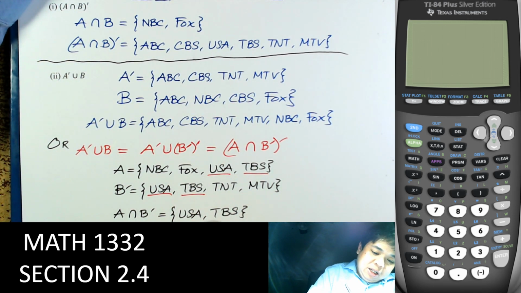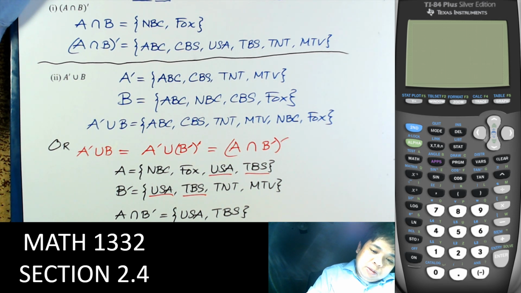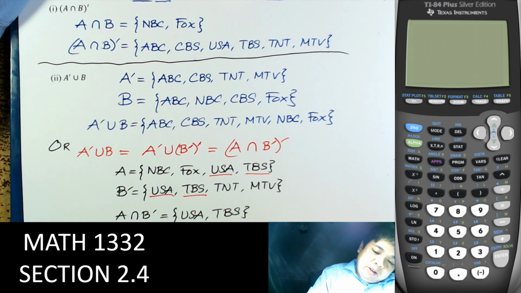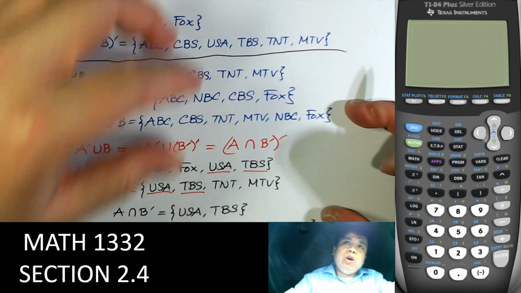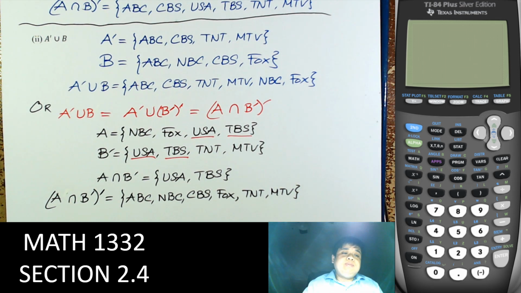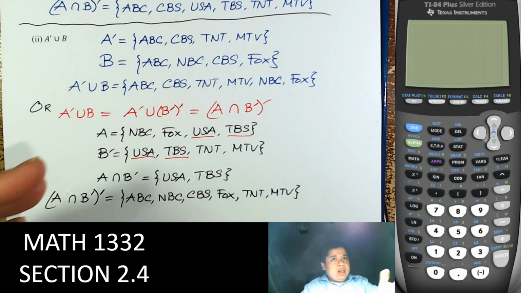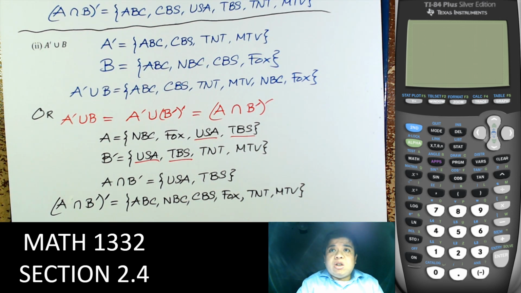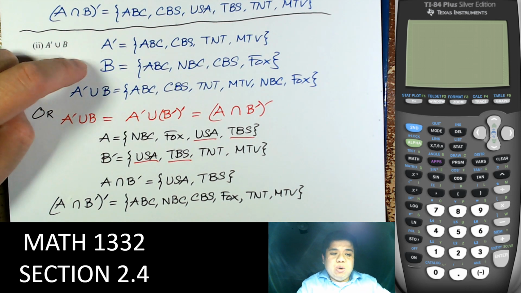So that would be ABC, NBC, CBS, Fox, TNT, and MTV. If we compare these two, they should be the same. Right. So, of course, we can utilize De Morgan's law, but like I said, we can just do it directly.